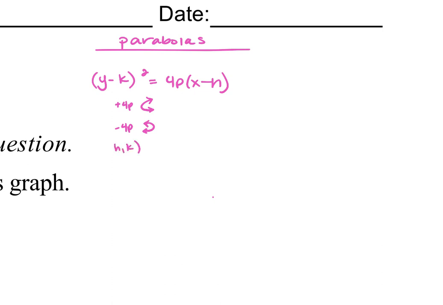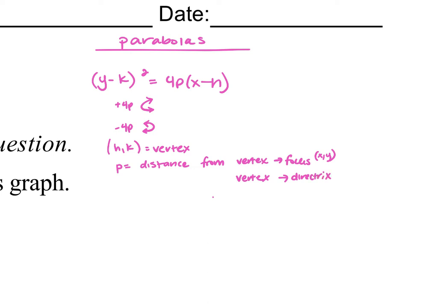Your h, k is your vertex. And the p is the distance from the vertex to the focus, which is a coordinate point, and also from the vertex to the directrix, which in this case is a vertical line. So it would be an x equals. So if I was to graph a parabola, I don't know, say it's here, it faces this way, then my focus would be inside. And if that's 1 unit away, then the directrix is also 1 unit away. The parabola curls around the focus and away from the directrix.